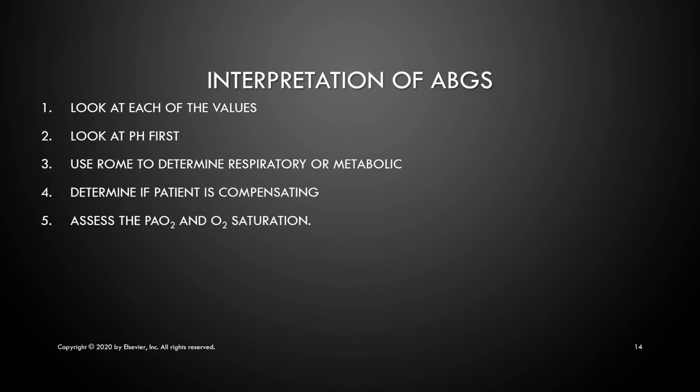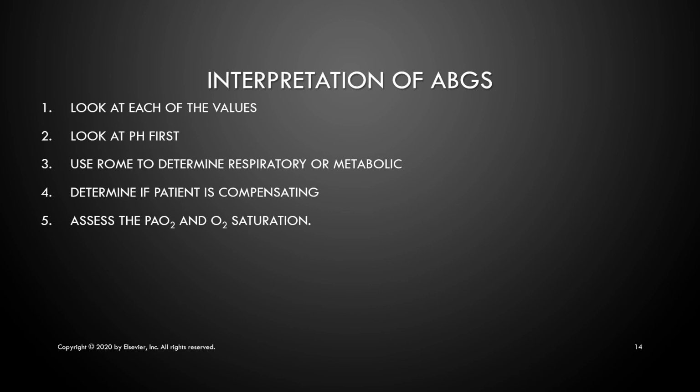Determine if that pH is normal. Remember, normal is between 7.35 and 7.45. If it is less than 7.35, then you are going to be acidotic. If it is greater than 7.45, then it's going to be alkalotic. So that pH is what determines if it's acidotic or alkalotic.